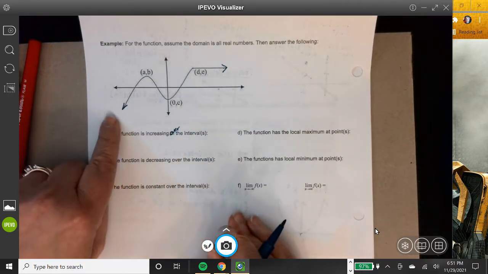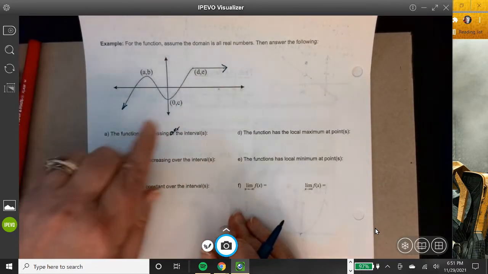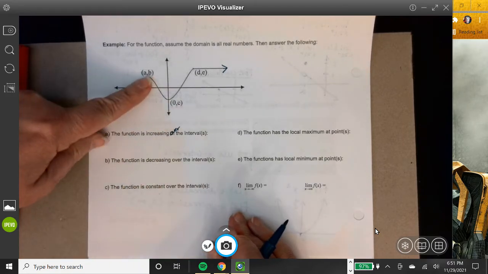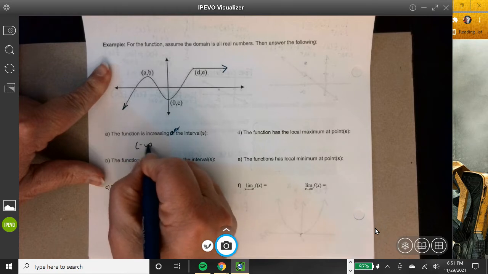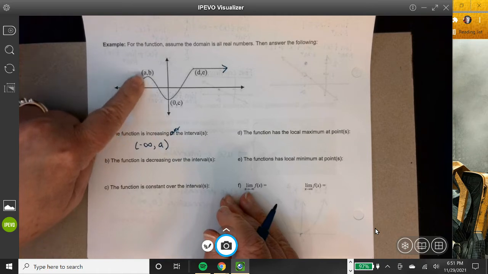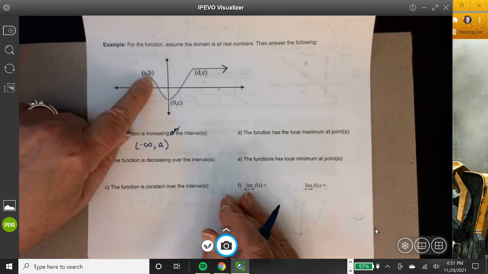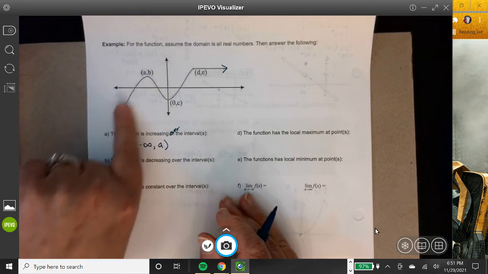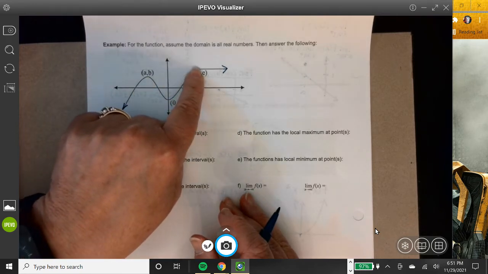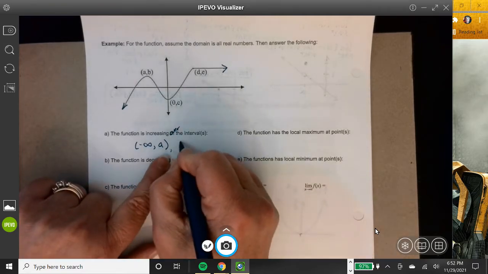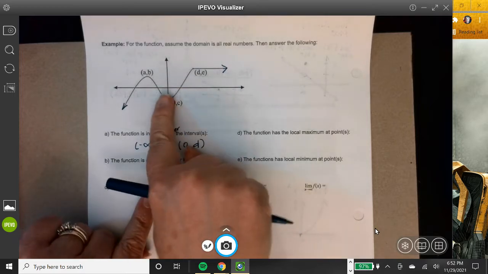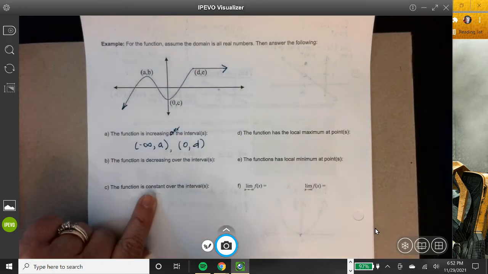Okay, so increasing, that means when I put my finger on the function moving left to right, my function is increasing from, what are the x intervals? From negative infinity to a, right? So I'll go from negative infinity to a. You notice I did not use b, I used the x intervals where my y's were getting bigger. And then from here, from 0 to x equals d, so we'll say from 0 to d. That's where I put my finger on the function moving left to right. My y values are getting bigger.